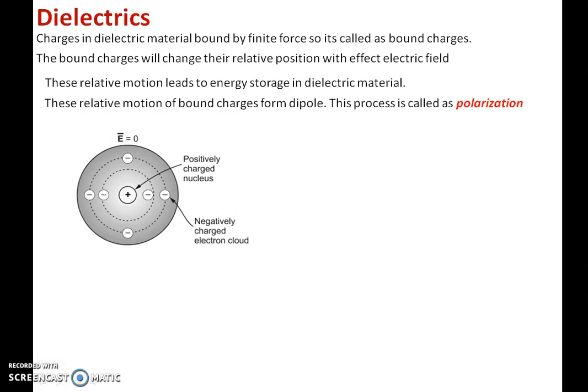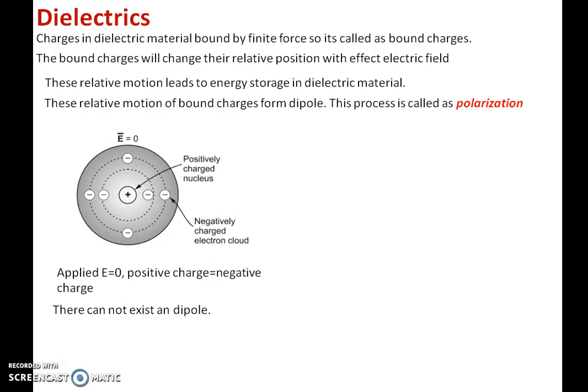So when I am not applying any external field to this atom, that is, we applied E is equal to 0, the positive charge and negative charge will be bound in the same place. There is no formation of a dipole without applying any field, so that type of atom is called an unpolarized atom.